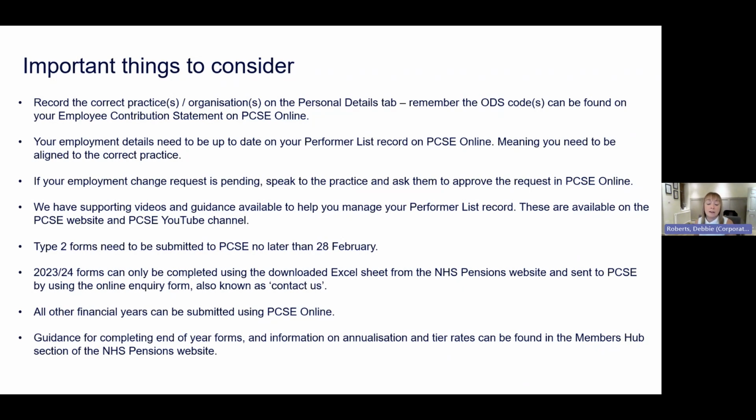And also just a reminder that for the 2023-24 pension year, you can only submit your Type 2 form by using the downloaded Excel sheet, which is available on the NHS Pensions website. And you can only send that to PCSE by using the online inquiry form, which I've just shown you a video of. You may also have heard it being called the Contact Us form. Now, with that in mind, all other financial years can be submitted by using PCSE Online. It's just the 23-24 pension year that you'll need to download the Excel sheet and send to us manually by using the online inquiry form.